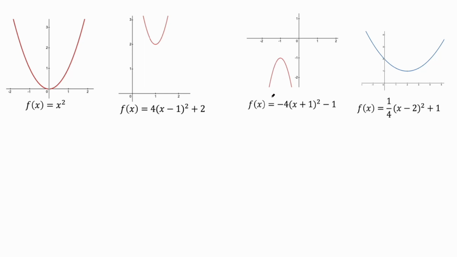Now we have this one. So it's going down because it's a reflection, so negative. It's also skinnier compared to this graph. And we're going left 1 because of this piece, and down 1 because of this piece. Our last one, we have a 1/4. So this is a vertical shrink. What that means is the graph gets fatter or wider. And then we start at right 2, up 1. So this is our vertex. Right 2, up 1, and then we have a wider graph. And that's pretty much it for this video.